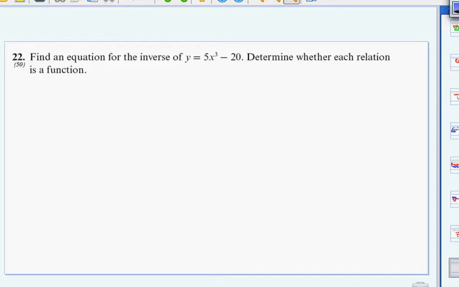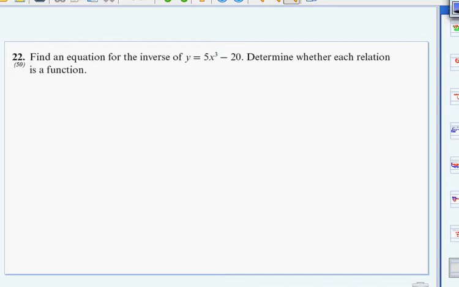So I guess the first thing to ask ourselves is, is this one a function? Because it says determine whether it's a relation or a function. Remember, if we graph it, we can use a vertical line test. So rather than taking time to graph this, let's just go to Desmos. I actually have already graphed it on Desmos. You can do that too. You should do that too.